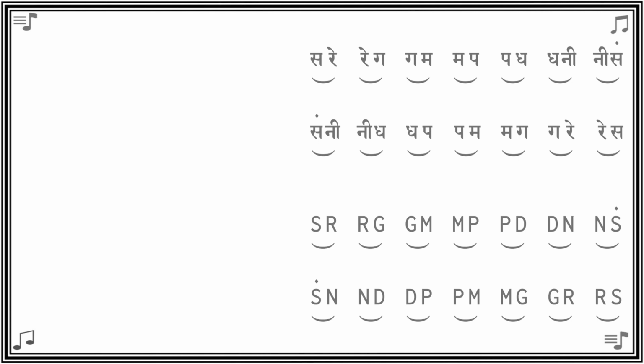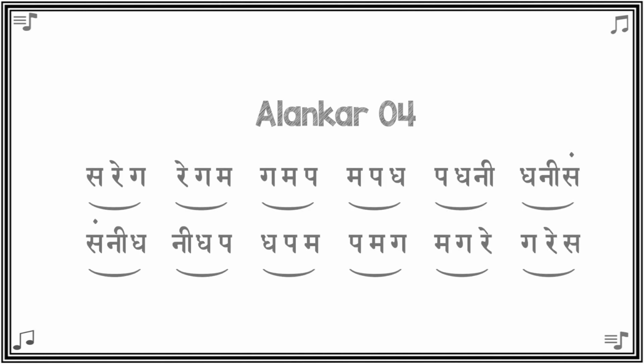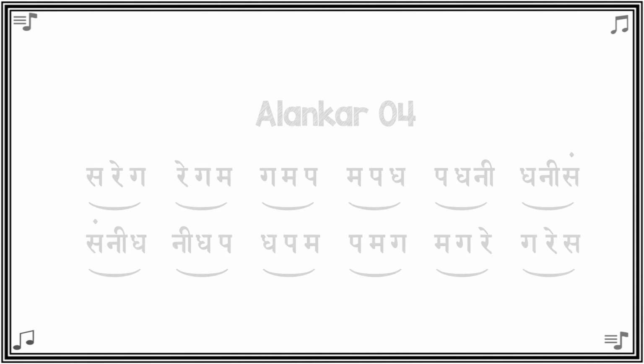Superb job. So that completes three Alankars. I understand that you still may have some problems with the ma and pa joint, but this will go as you practice more and more. Let us go to the final Alankar, which is sa re ga re ga ma and so on. We will use the same thing, which is I will sing each segment first and you will follow. The segments with ma and pa will be played 5 times each.